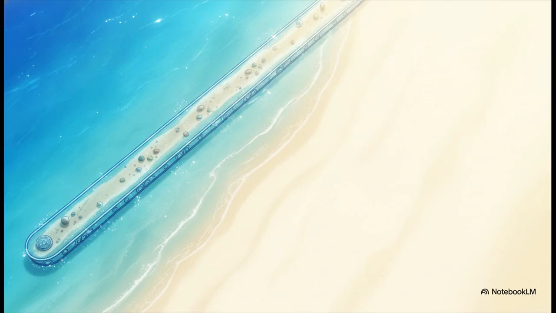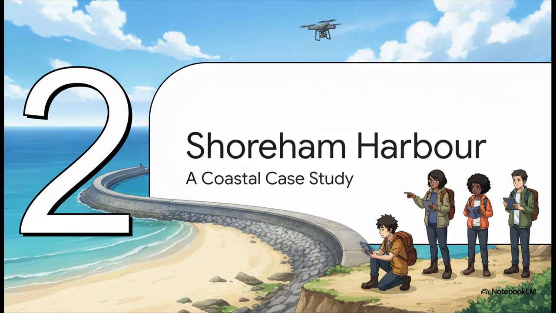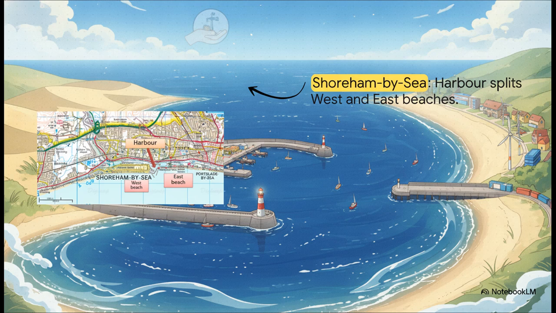Moving on to Section 2, Case Study, Shoreham Harbor. We are traveling down to the south coast, about 7 kilometers west of Brighton, to Shoreham by sea to do a bit of data detective work. Let's establish the geography here. Shoreham by sea sits right on the coast, but there is this massive harbour smack in the middle, located right at the mouth of the River Adur. This harbour acts as a really strict artificial divider, effectively splitting the coastline into two totally distinct subcells, the West Beach subcell and the East Beach subcell.